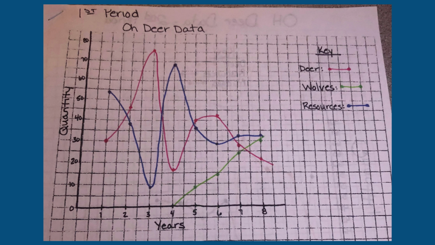Let's talk through it. Look at the graph. Let's look at the deer first. Okay, the deer population goes from 30 all the way up here to 70 something. So what happens when the deer population goes really high? What happens to those resources? They decline, right? So they've gone way, way down.